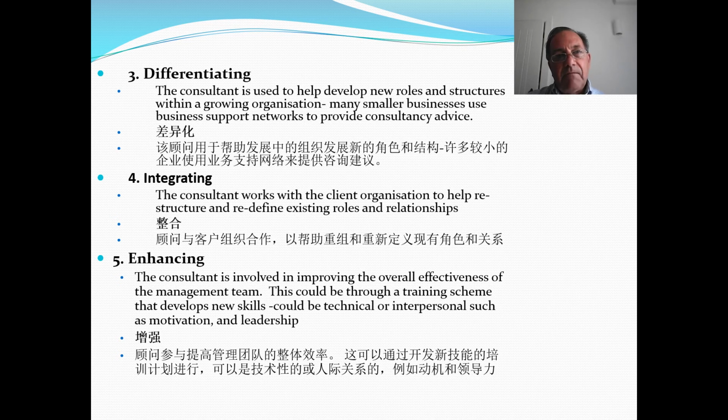But the Wickham framework provides you with a simple and straightforward framework to reflect on the kind of role that you undertook within the organisation that you worked in.